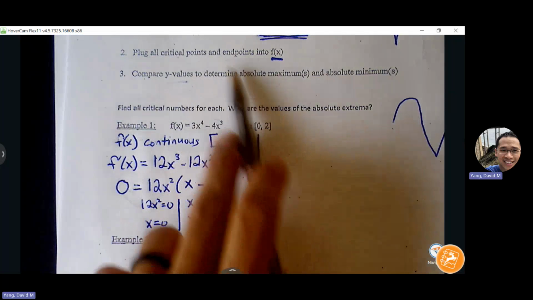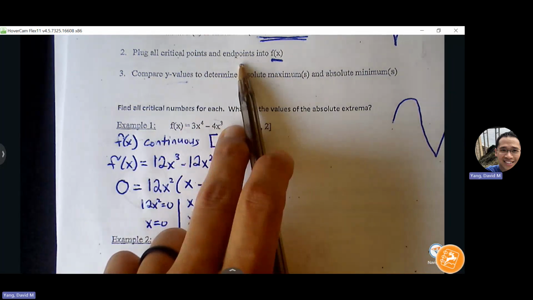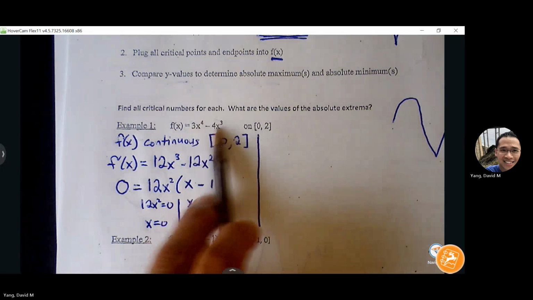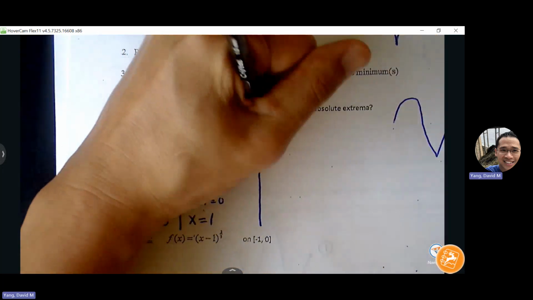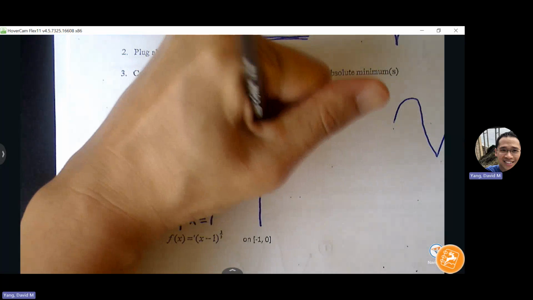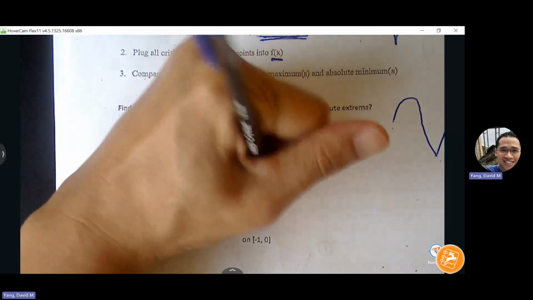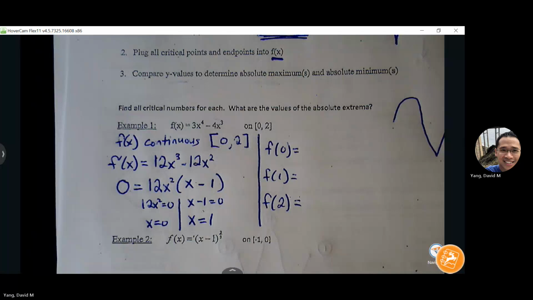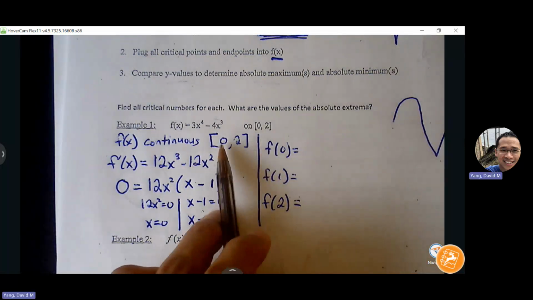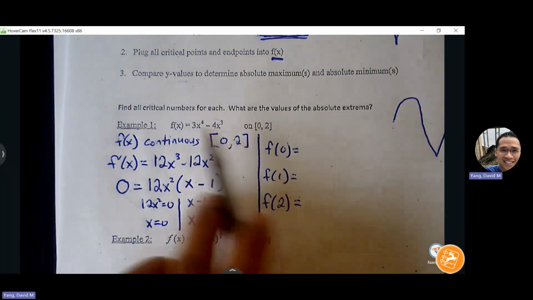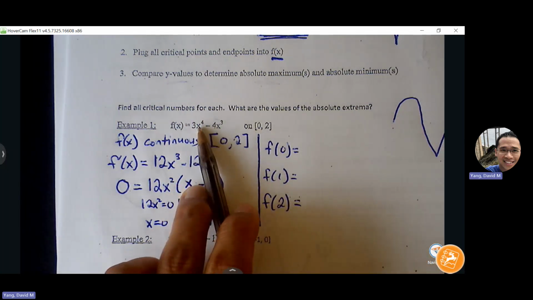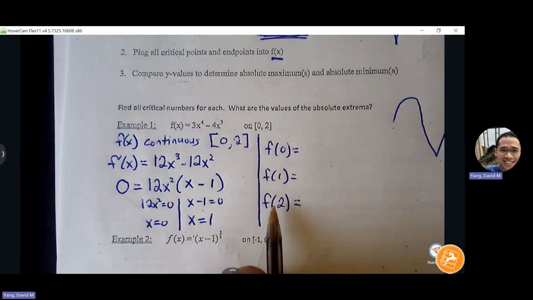We're going to enter all of our critical points and endpoints into our function and then gather the y values. The highest y value will be your absolute max, and the lowest y value is your absolute min. So we'll do f of 0, f of 1, and f of 2. 0 and 2 are our candidates because they are endpoints. 1 is a candidate because it's a critical point. We insert them into the original function because we're now asking for location.